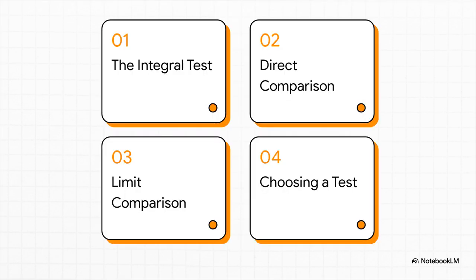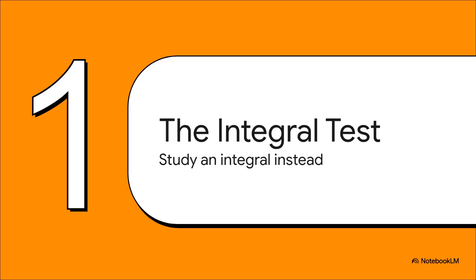So, to answer that question, here is our roadmap for today. Number 1, the integral test. Number 2, the direct comparison test. Number 3, the limit comparison test. And finally, number 4, choosing the right test. All right, let's dive right into tool number 1, the integral test.